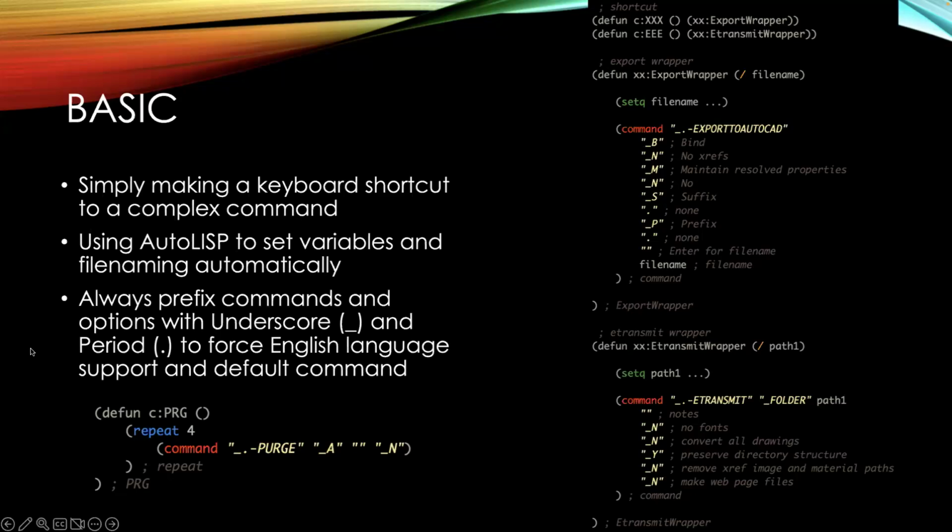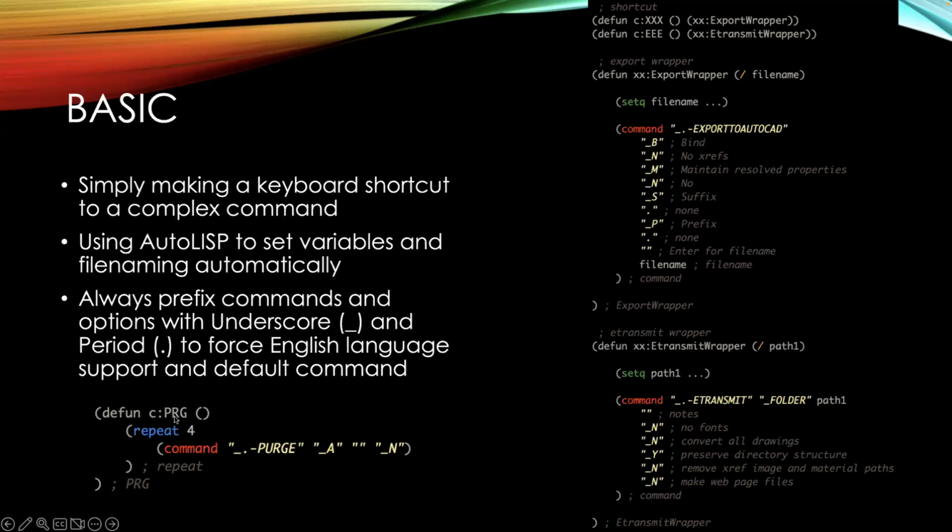So we'll start with this really basic example here at the bottom. This is straight from LandFX. This is the PRG command. And so look at how simple this is. So we have an AutoLISP function definition. That's the defun. We're defining a function. And the C colon prefix is defining it as a command. So that means I can fire this function by typing whatever is after the C colon, which is just PRG.